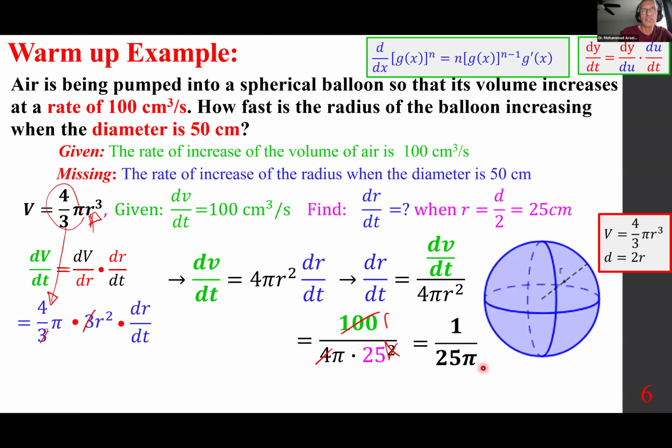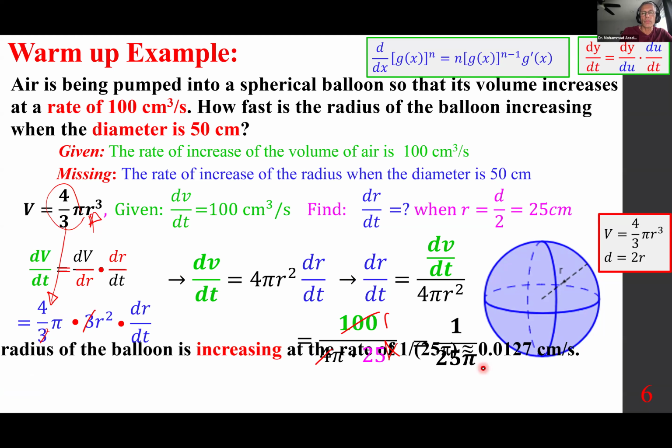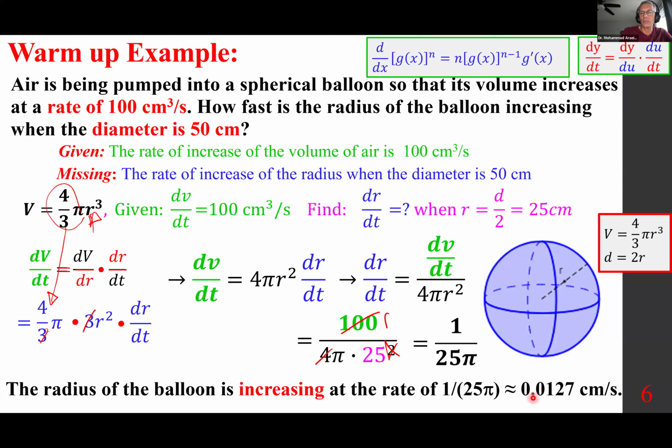Always in calculus, keep it exact. Now, if you change it using a calculator, you end up with this number, 0.0127. Again, however many decimals they ask you. Units for the radius over the units for the time: centimeters per second. So the radius of the balloon is increasing. Why is that? Because this is positive. Otherwise, it would be decreasing at this rate, 1/(25 pi), which is roughly 0.0127 centimeters per second. Again, very straightforward, everybody.